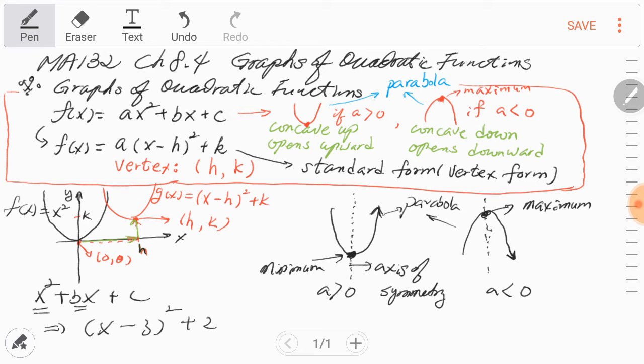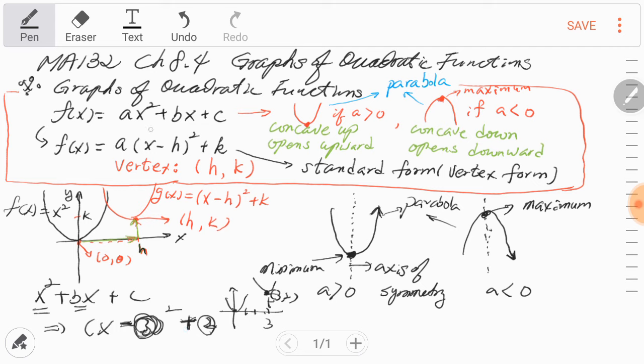The vertex is, to remember the transformation that we learned in chapter 4.5. So this is a translation of the x squared graph. 3 units where? 3 units to the right. x minus 3 means move 3 units to the right. And then plus 2. This whole thing has plus 2. Then what? Move 2 units up, right? 2 units up like this. So this vertex is 3 and 2. So this vertex comes from this 3 and this 2.